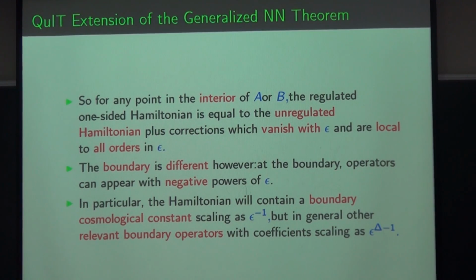So for instance, for a free scalar, depending on how you discretize, you get a boundary mass term, an x squared operator on the boundary that goes as epsilon to the minus 1 as well.